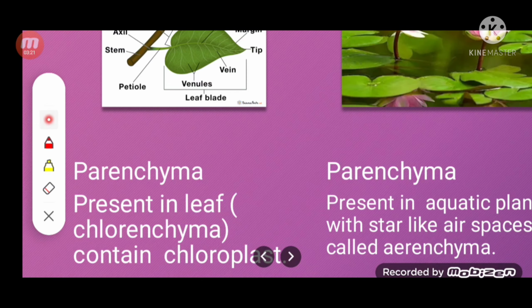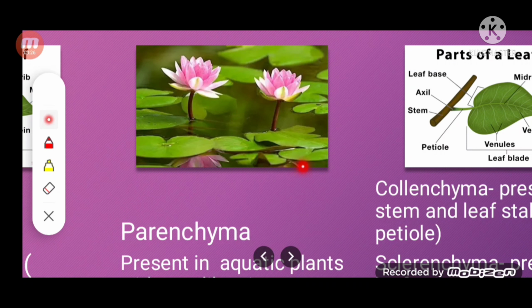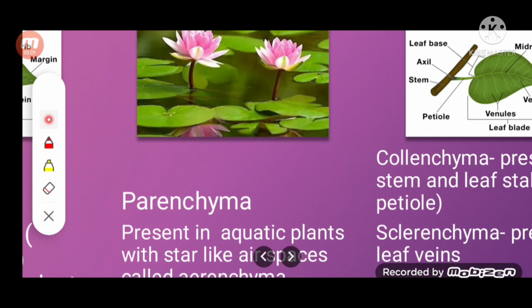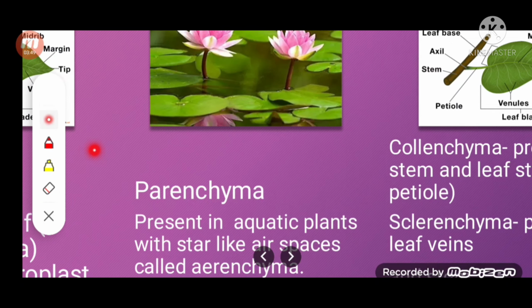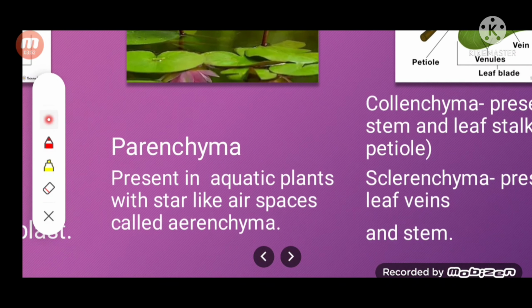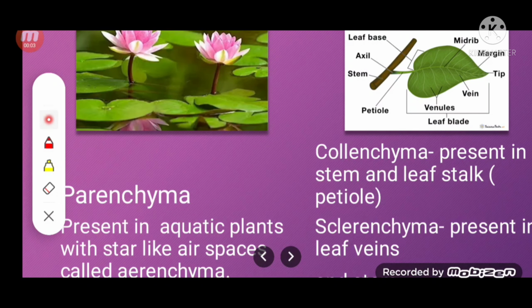Now the second category of parenchyma tissues is aerenchyma. Aerenchyma means their shapes are like stars and they provide buoyancy to the aquatic plants. They can remain afloat in water. They can easily float in water. So they provide buoyancy to the plants. So parenchyma tissues have two categories. First is chlorenchyma and second is aerenchyma.